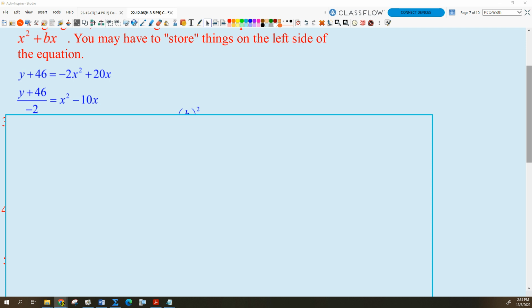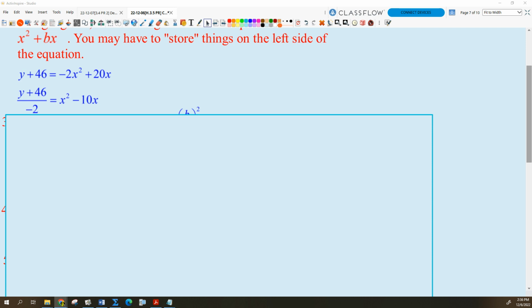Do I need to try to simplify the left side? I wouldn't. There's no reason to, right? We're just going to undo that eventually anyway. So now the right side is all set. We got it to look like what we wanted it to look like. We got it to look like x squared plus bx.